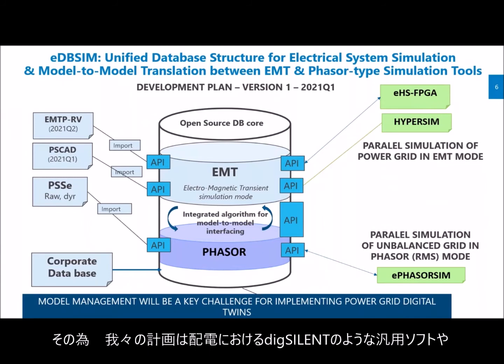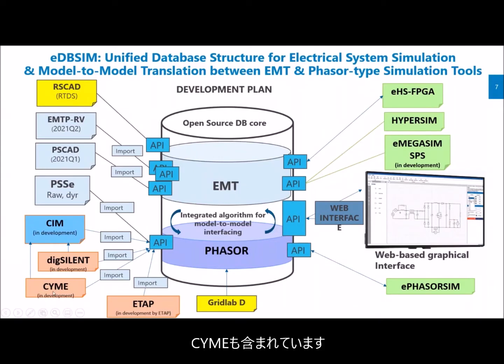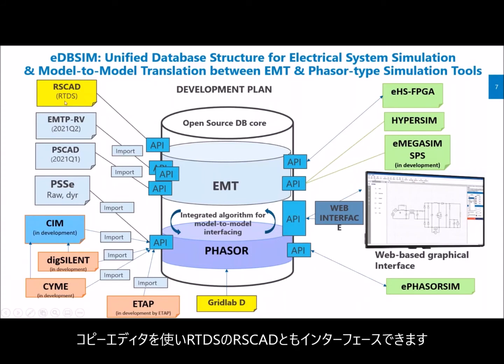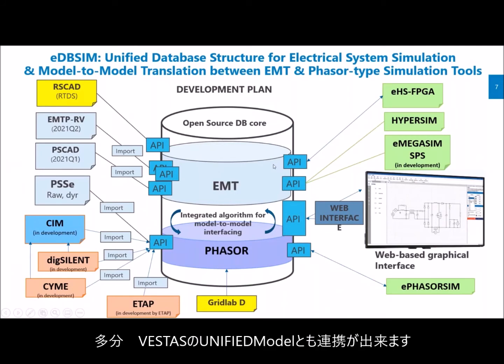So our roadmap is, of course, to include many of the other popular software like DIgSILENT for distribution. We have the CIM, and now we are even thinking of maybe using GridLAB-D from PNNL, and then I put here our competitor. Maybe we can interface RSCAD from RTDS to have the data in the unified database here, and maybe this can be mixed with the unified modeling interface proposed by Vestas. But I think this will be quite a big challenge.